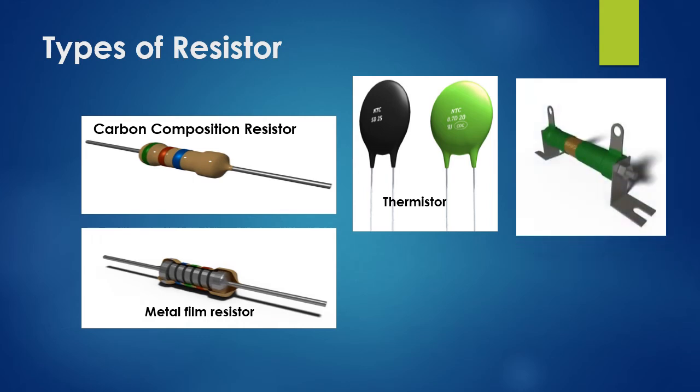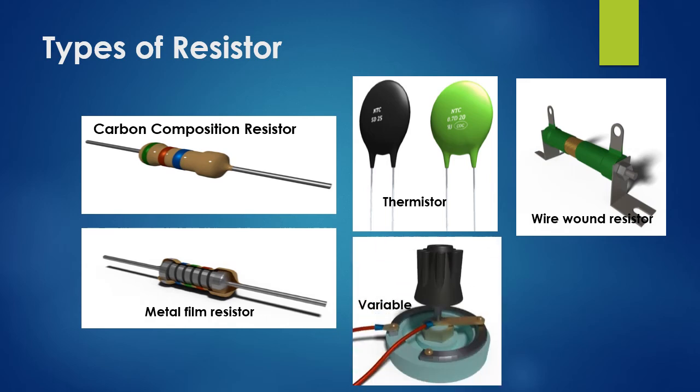Now the next type is the wire wound resistor. A wire of manganese or constantan is wound around a cylinder of insulating material. They are used for high power applications. The cost of a wire wound resistor is more than carbon resistors. The main disadvantage is that inductance arises because of the coil-like structure.